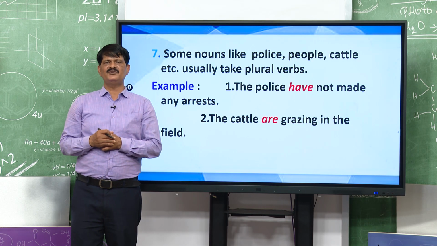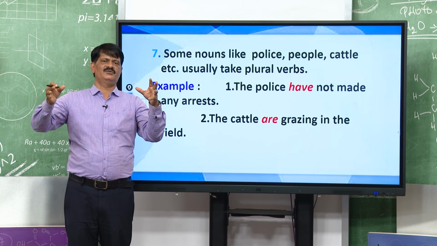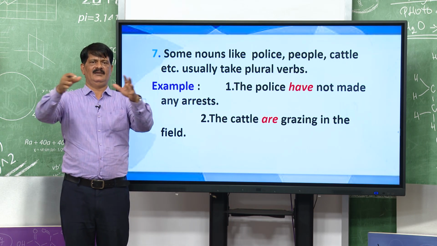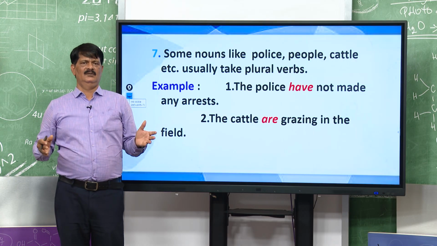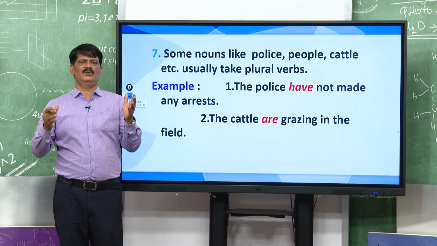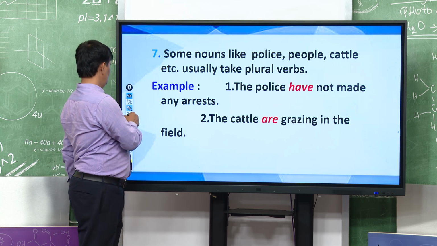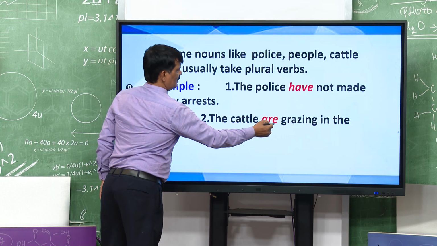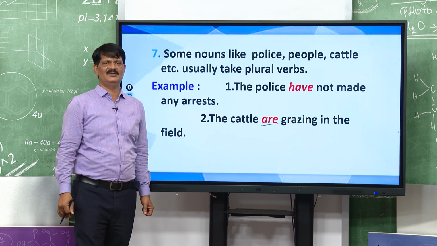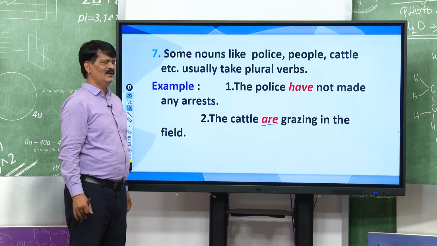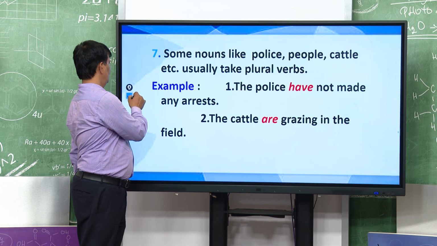The cattle are grazing in the field. Cattle means cows, sheep, all these animals. So it is generally plural. Cattle is a collective noun, so definitely it is plural and takes the plural verb. Cattle are, not cattles. Sometimes we use cattles, but it is a mistake. The cattle are grazing. Okay, we will go to the next one.